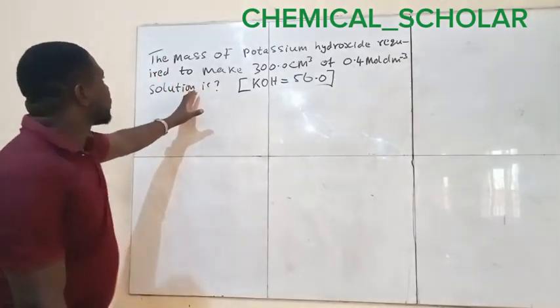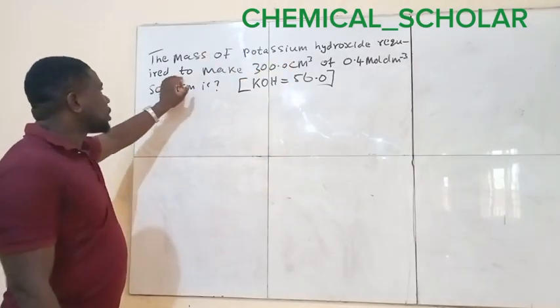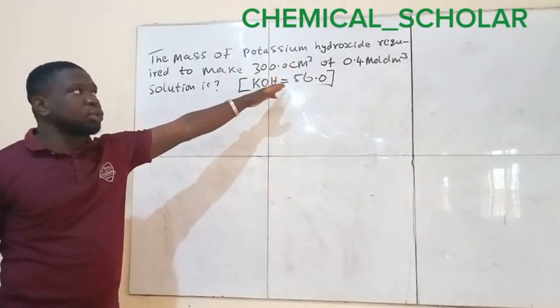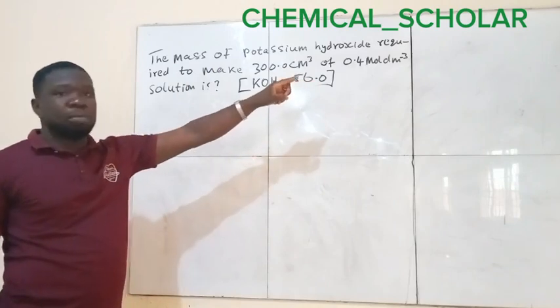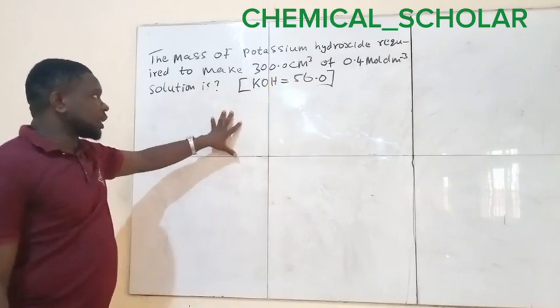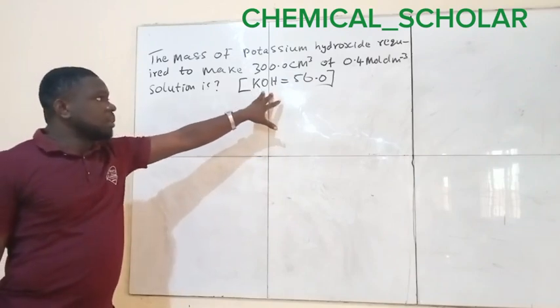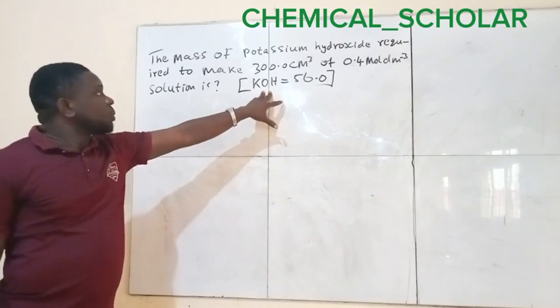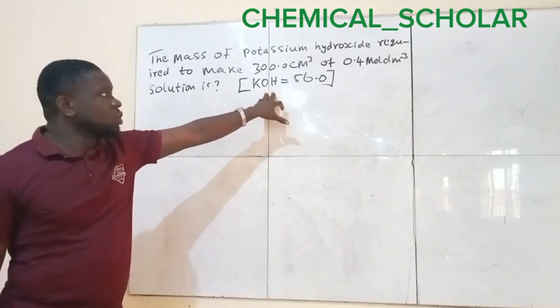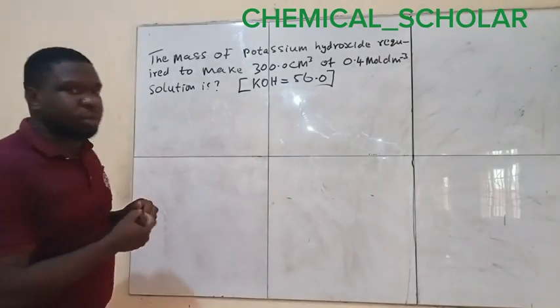The question says the mass of the potassium hydroxide required to make 300 cm³ of 0.4 mole per dm³ solution is dash. Now we are given a hint that the molar mass of potassium hydroxide is equal to 56.0. So let's solve this problem.